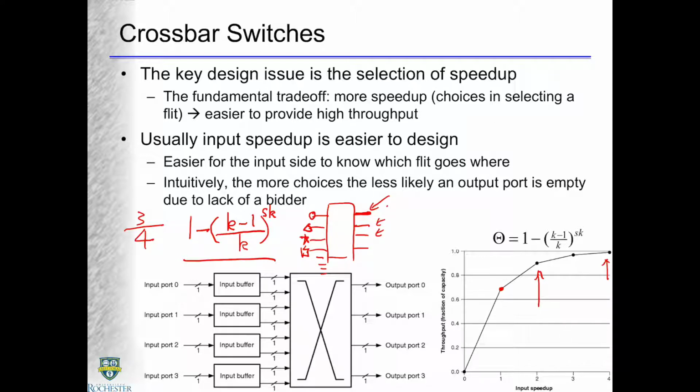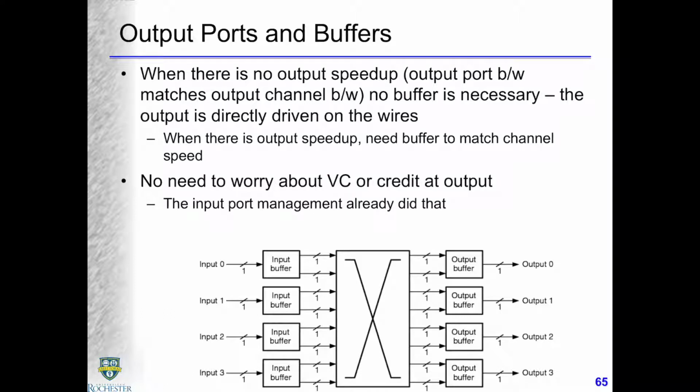So that's some reason why there's the notion of input speed up. Okay, how do I decide who gets there? And that's the domain of arbitration.